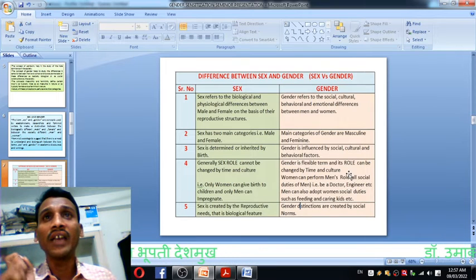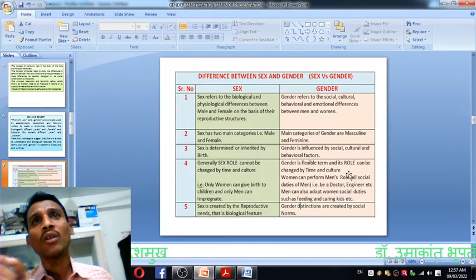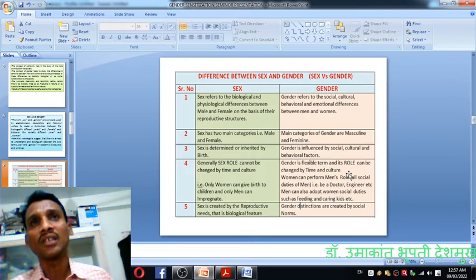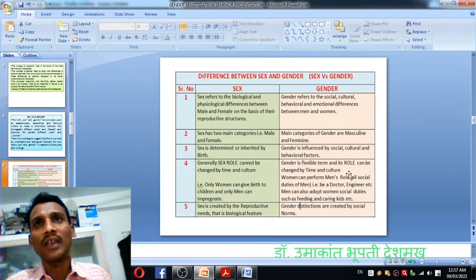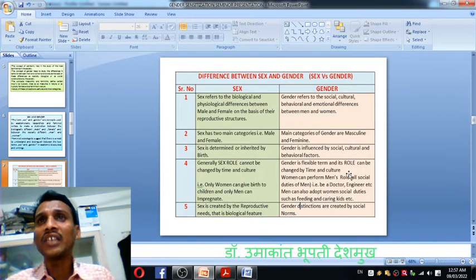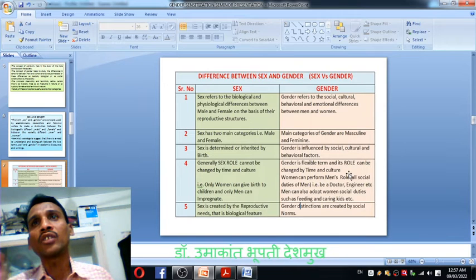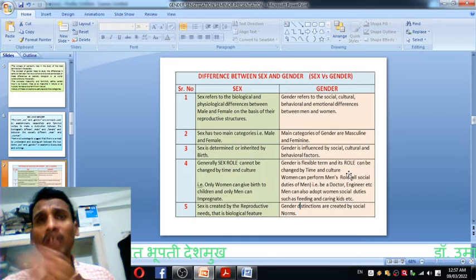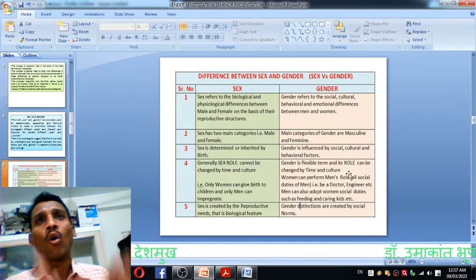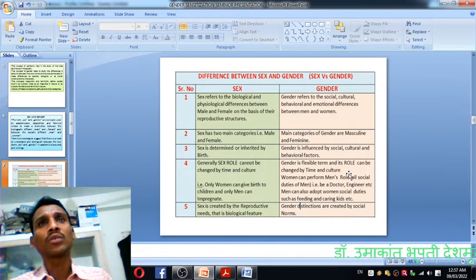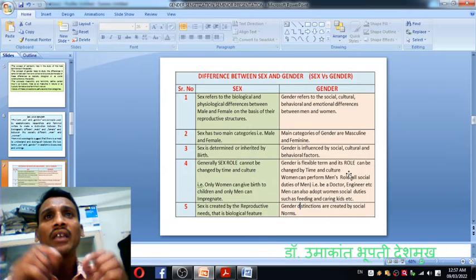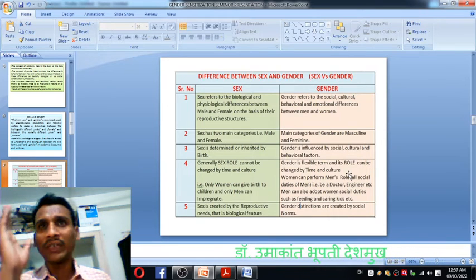Generally, the sex role cannot be changed by time and culture. The role of sex never changes. But gender is a flexible term and its role can be changed by time and culture. In the case of sex, only women can give birth to children and only men can impregnate. That cannot be changed.